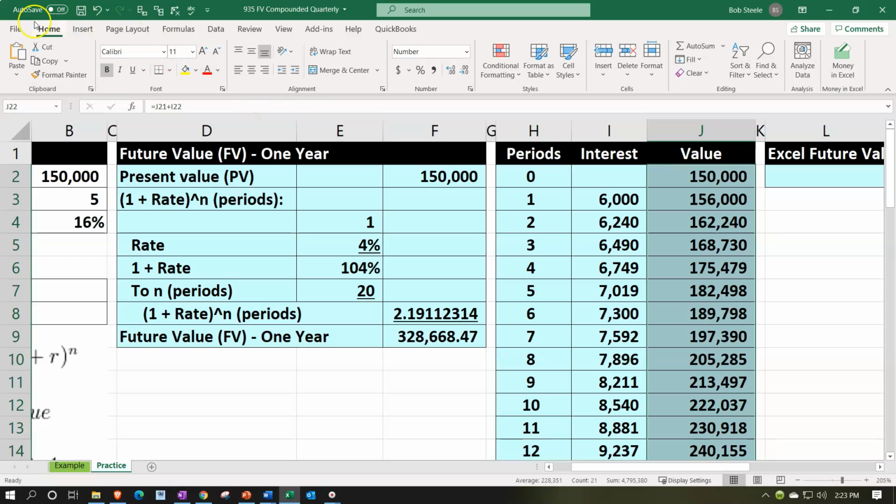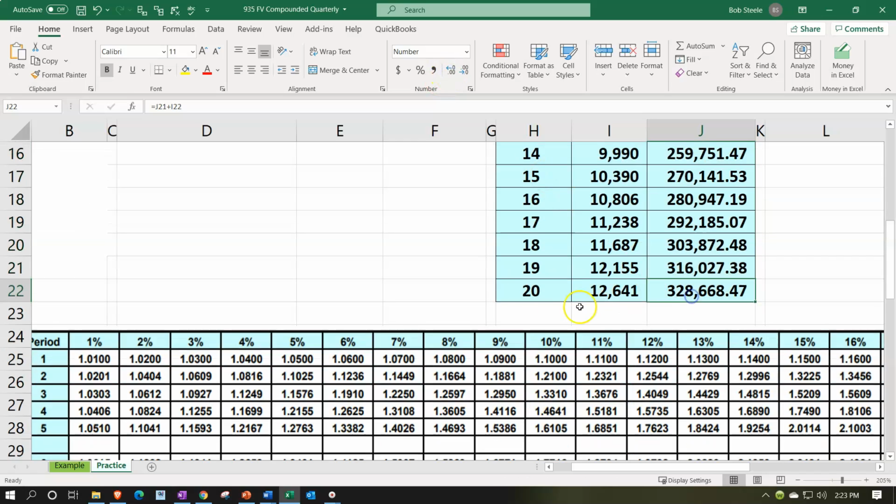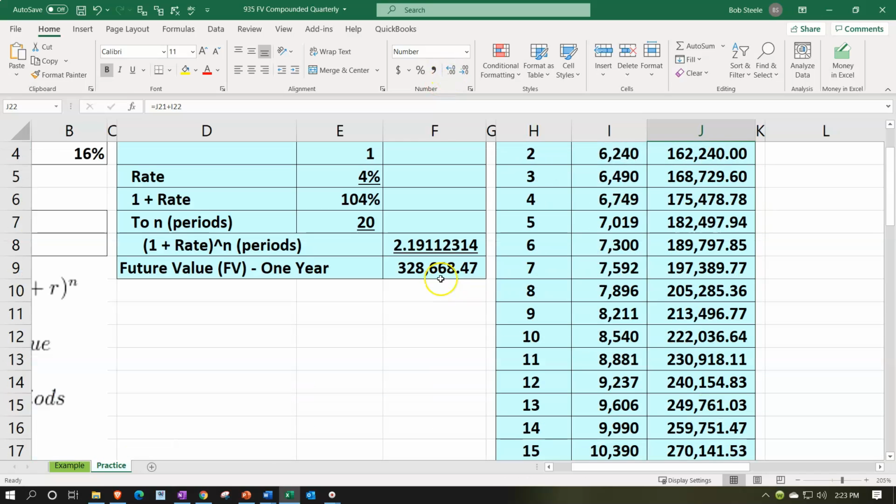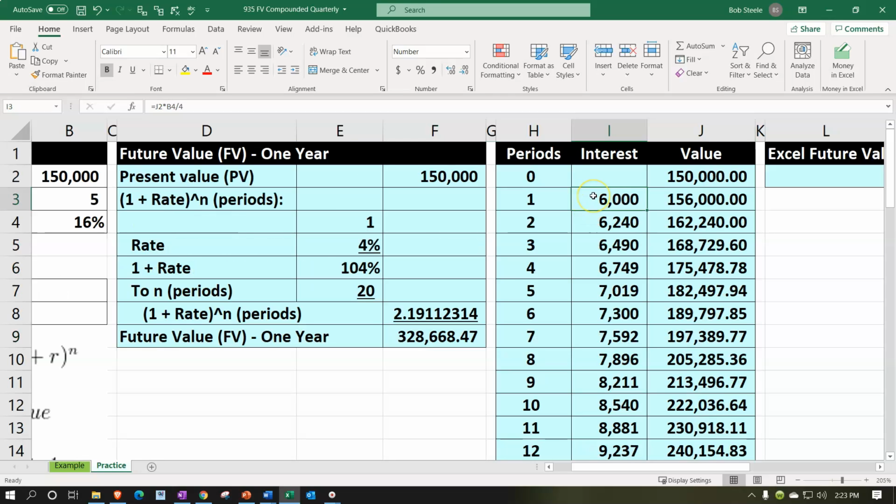I'm going to add a couple decimals, Home tab, numbers. Let's add a couple decimals here. So there's the 328,668.47, same as the item we got on our last calculation. Let's use the Excel formula to do it now.